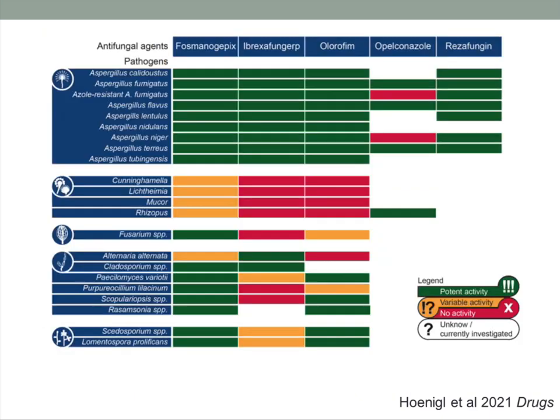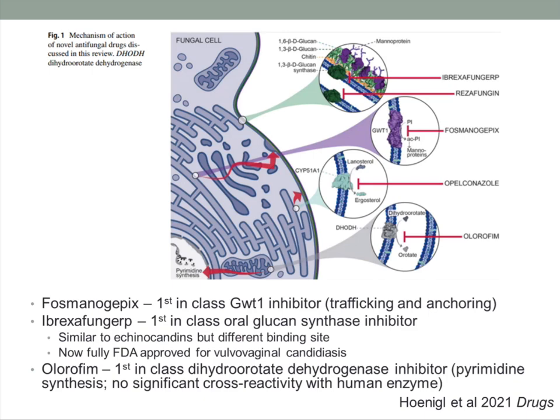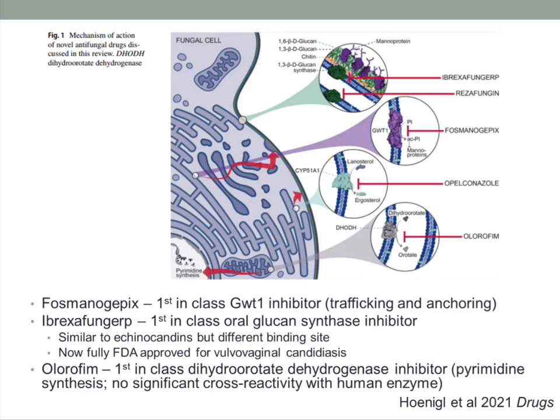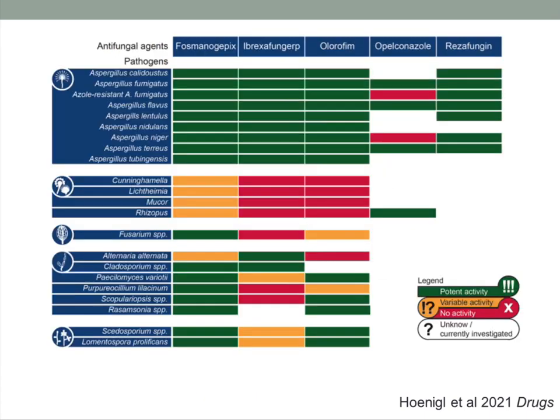What was the other one? Which one? The third circle down? Opoliconazole is a longer-acting triazole. Yeah. So it's not a novel class, so I didn't talk about it. But it is a cool drug because it does maintain activity where some of the other agents might not have activity. Same thing with rezafungin. It's an echinocandin, just with different activity.